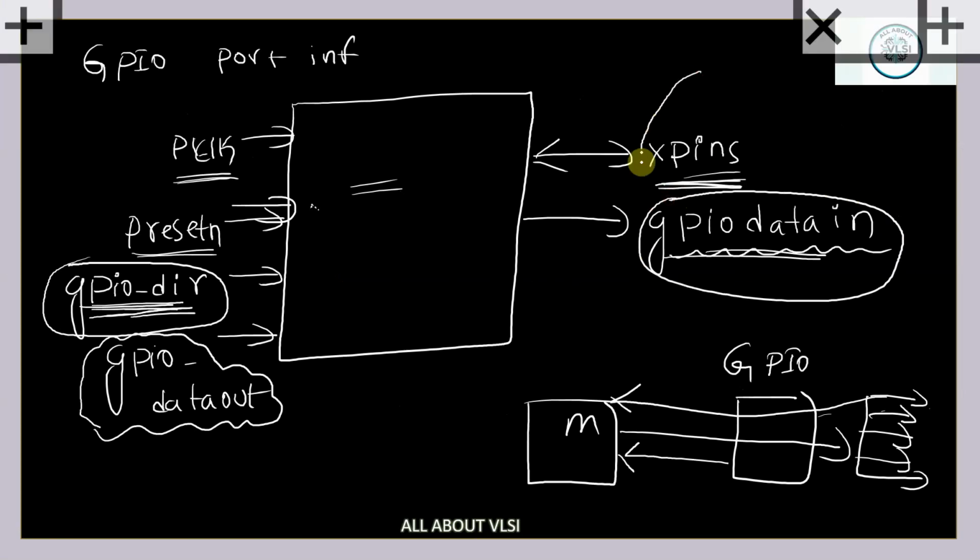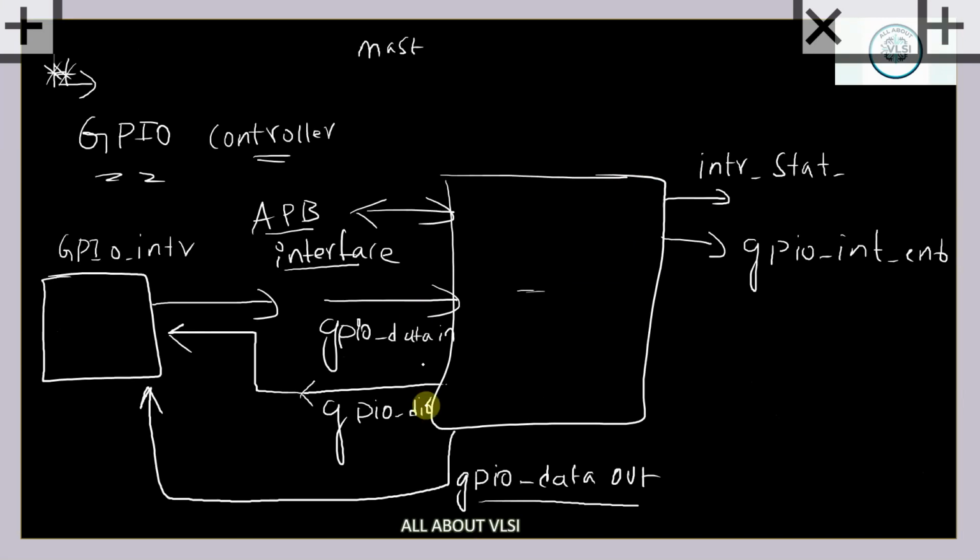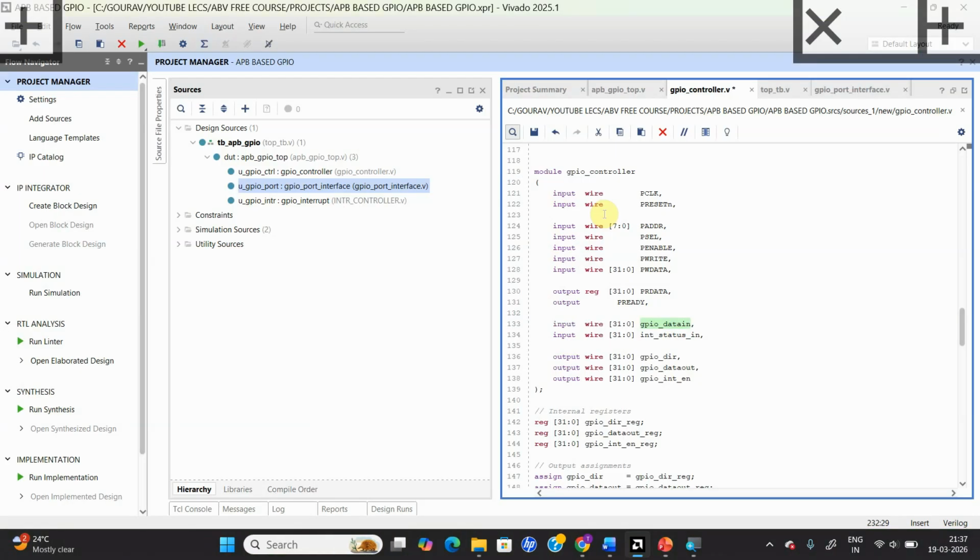From the expense, we are going to give it to the GPIO_data_in. The code also we have seen, right? So this will be given to your GPIO_data_out. From here, this one, GPIO_data_in, you're going to give it to your APB interface signals. Okay, that is what we are doing over here.